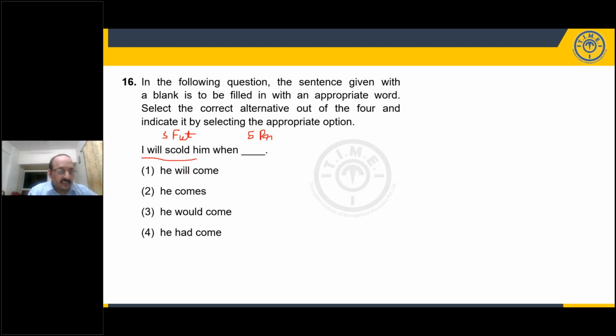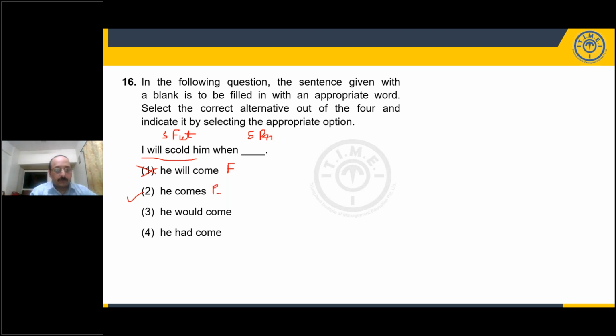So can I say he will come? No, because he will come is again in the future tense. So both cause and effect cannot be in the future tense. The cause will be in present, the effect will be in future. When he comes, yes. It's like when I study, I will pass. I'll scold him when he comes because this is in present tense.